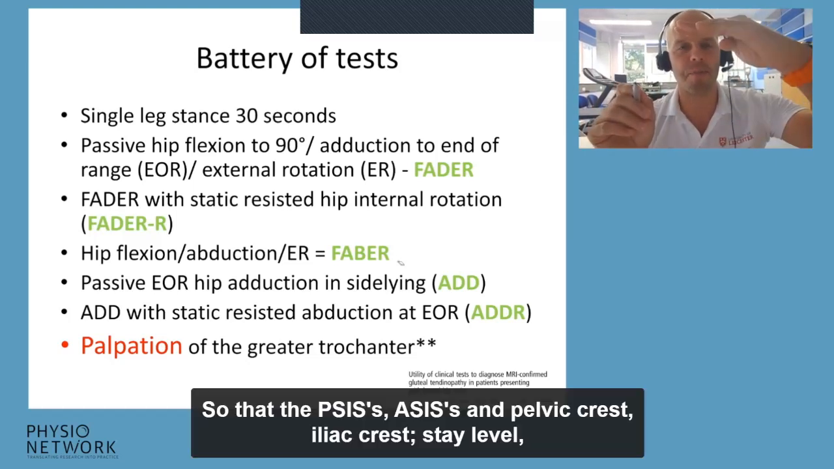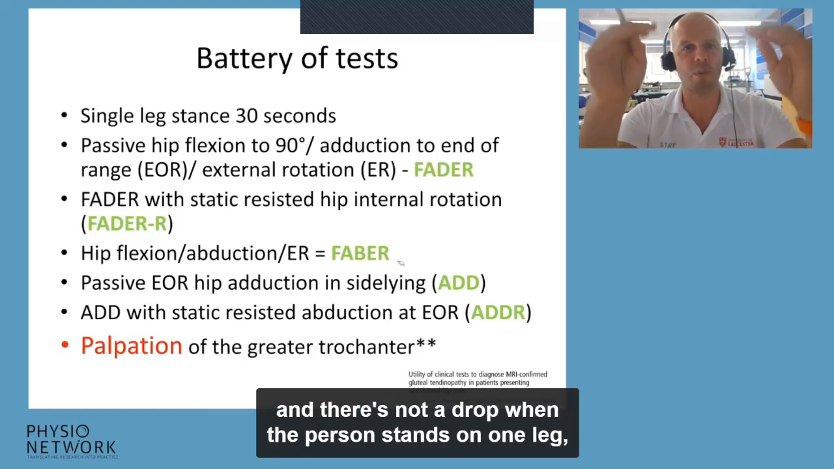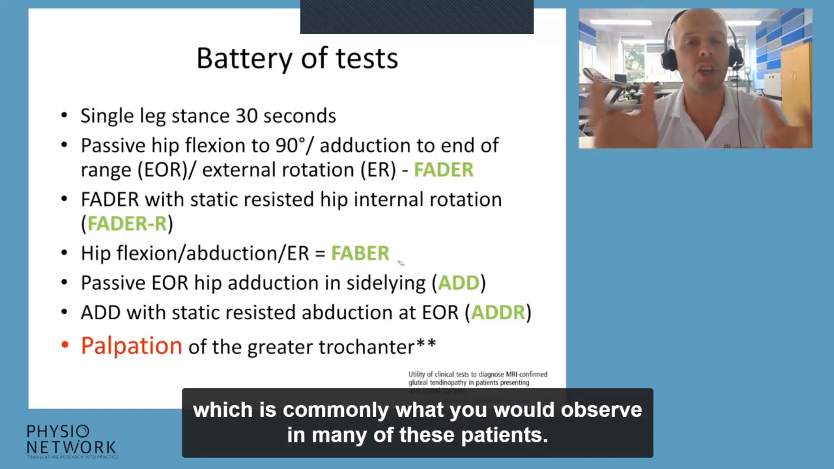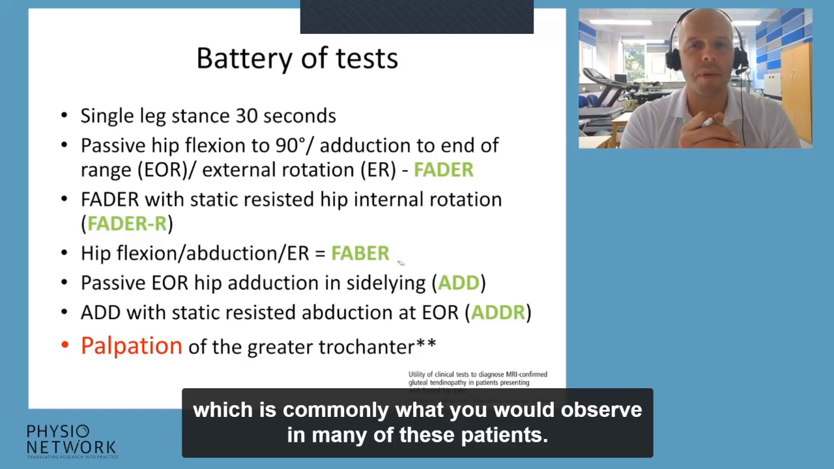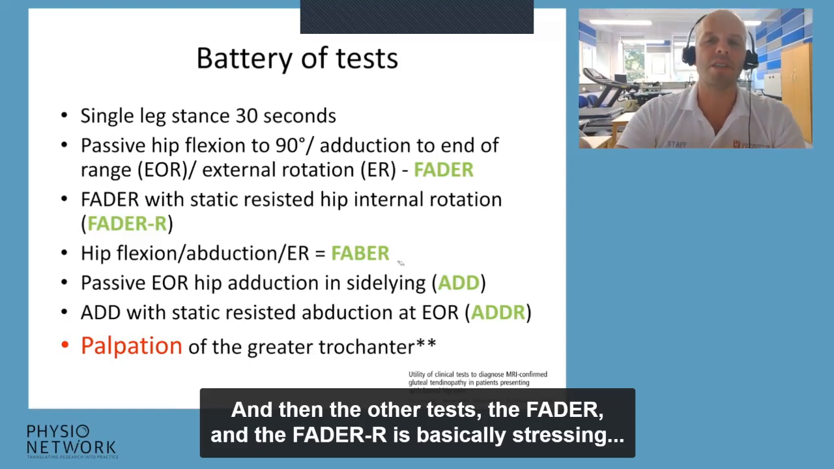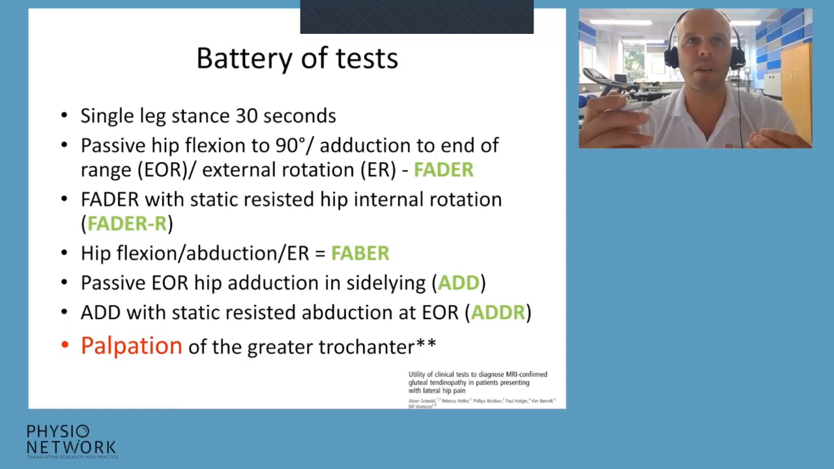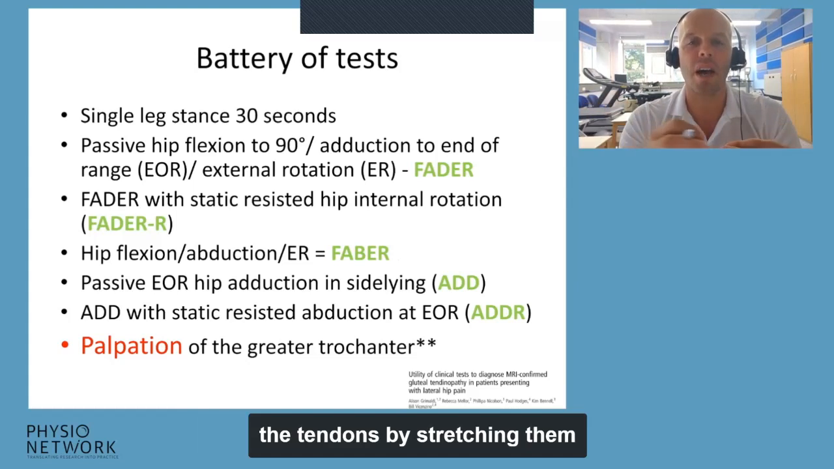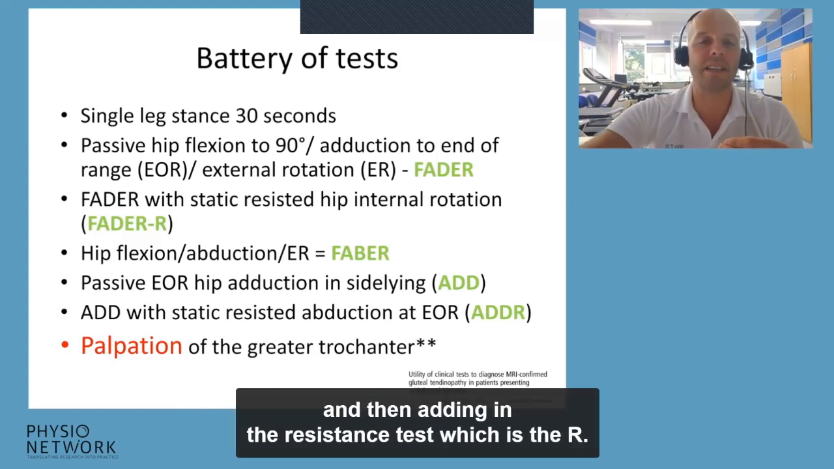So the PSISs, ASISs and iliac crest stay level, and there's not a drop when the person stands on one leg, which is commonly what you would observe in many of these patients. And then the other tests, the FADER and the FADER with an R, is basically stressing the tendons by stretching them, and then adding in the resistance test, which is the R.